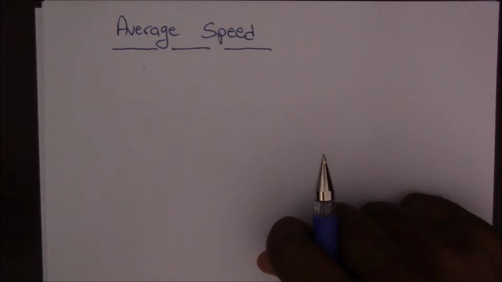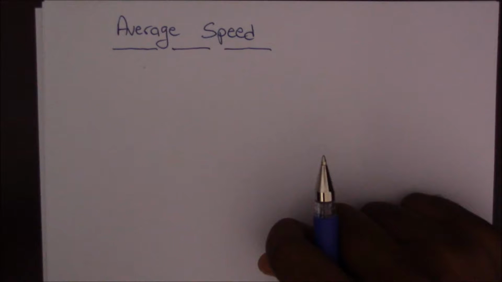During some part of the race, some runners may have achieved a greater instantaneous velocity than the others. What I mean by instantaneous velocity is the speed that the person's going at that specific second. That's why it's called instantaneous.